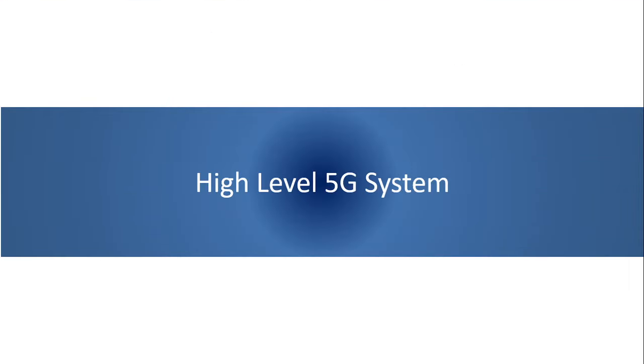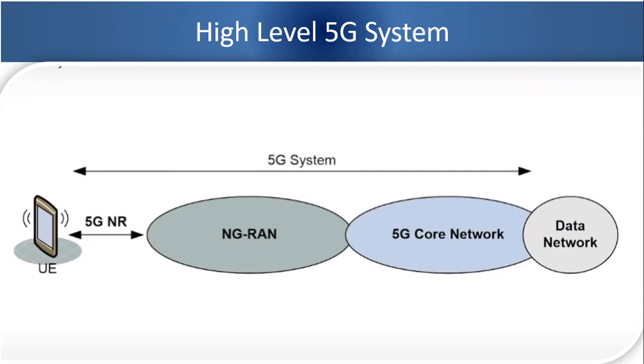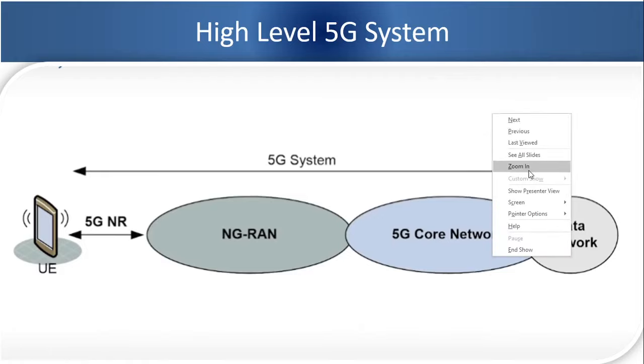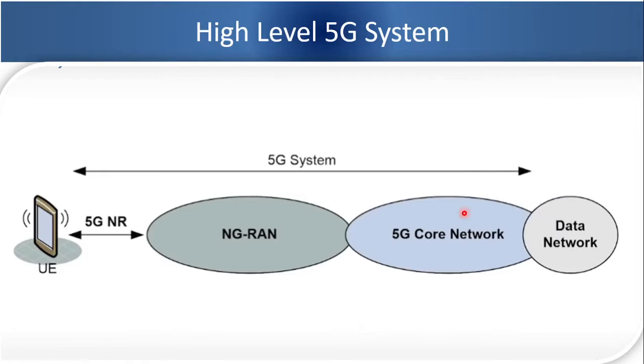So let us start with the high level 5G system. As in any mobile system, it consists of the radio part. On one side you have the device, then you have the air interface and the radio part, and then you have the core network, and then finally the data network. As we know, in 4G and 5G it is a pure data network, so there is no circuit switch voice concept as was there up to 3G.